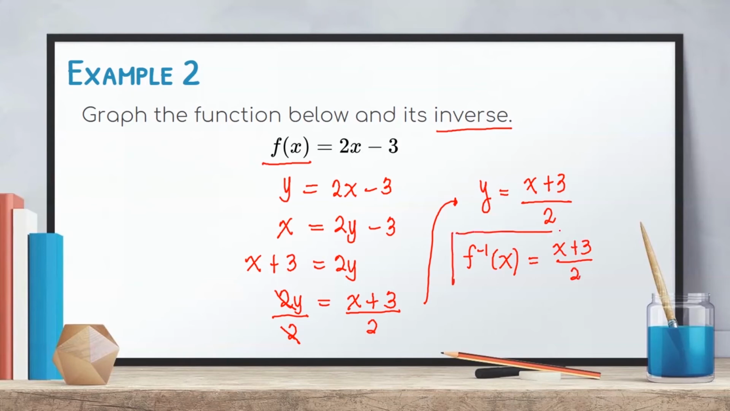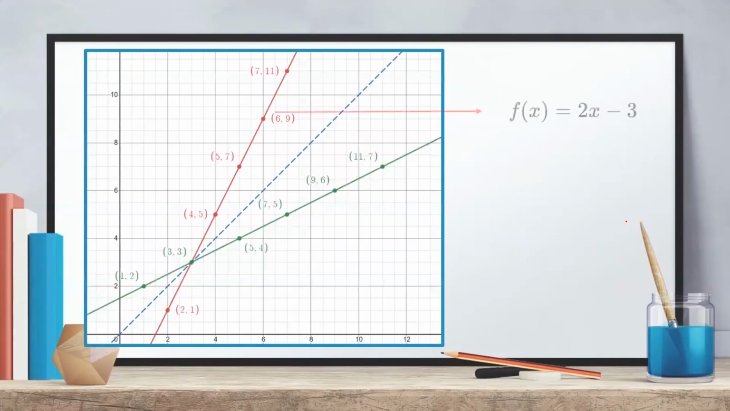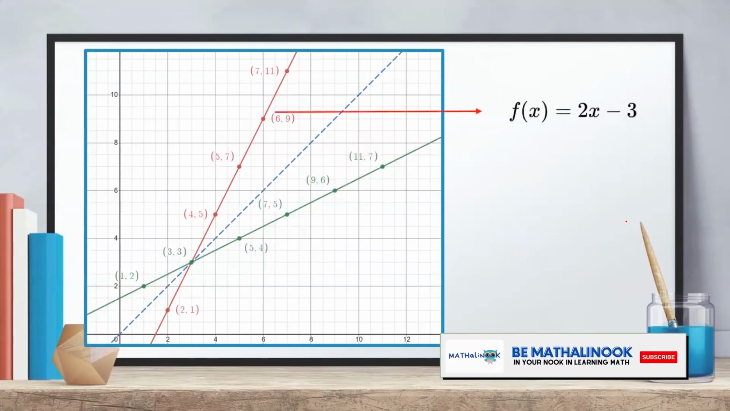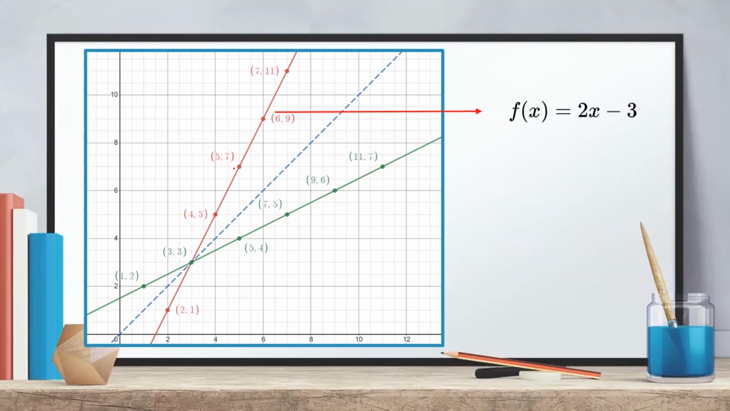Therefore, we need to graph the given function f of x and its inverse, x plus 3 all over 2. This is the graph of f of x equals 2x minus 3 with points (2, 1), (4, 5), (5, 7), and (7, 11).